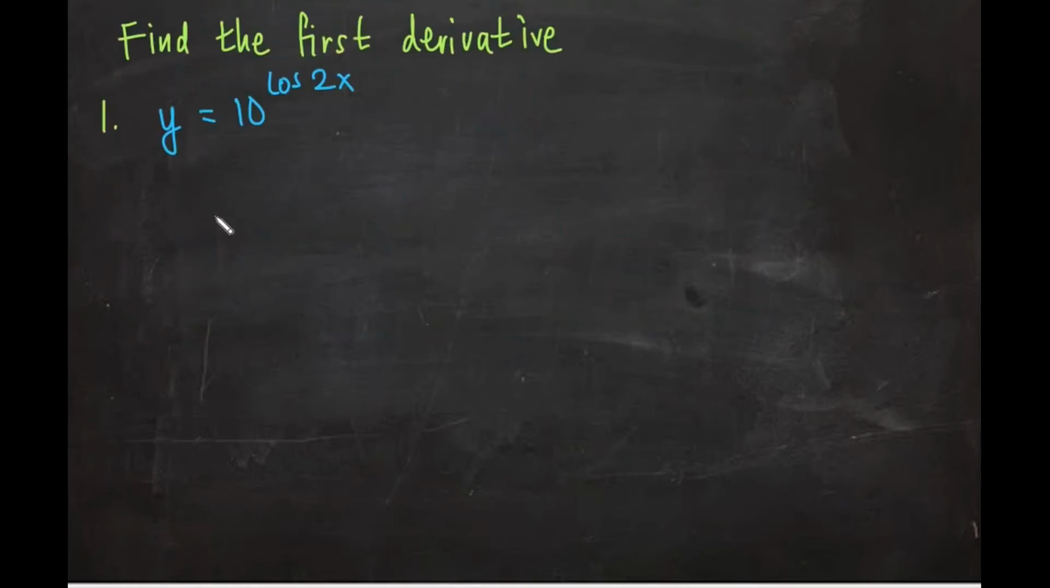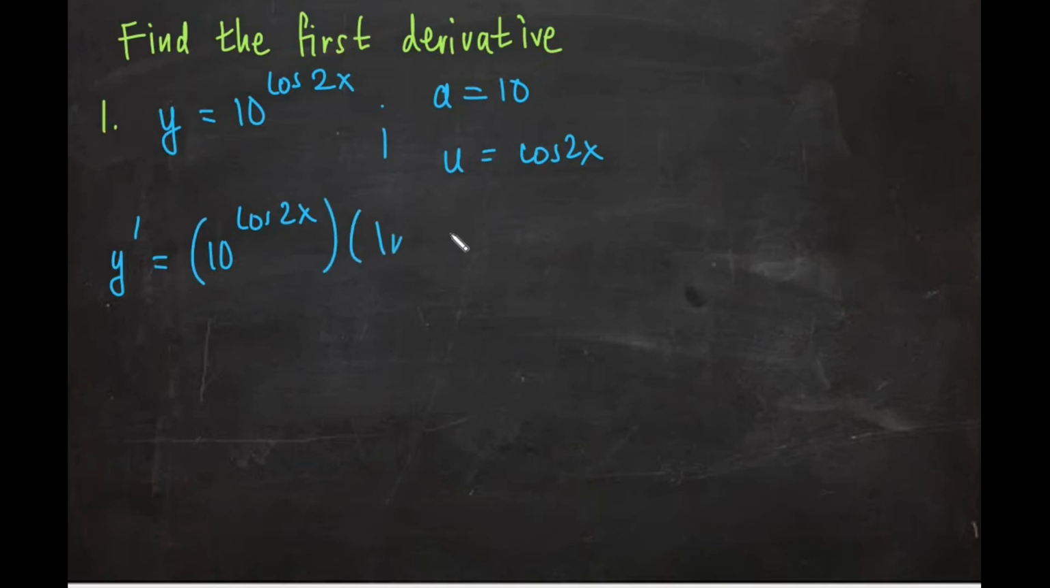Find the first derivative. Number 1, we have y is equal to 10 raised to cosine 2x. Here we should identify that a is equal to 10 and u is equal to cosine 2x. If we apply the formula for the derivative of a raised to u, then y prime would be equal to a raised to u, so we have 10 raised to cosine 2x, which is just the given. And then ln, the natural logarithm of a, in this case 10, and then the derivative of u, which is cosine 2x.